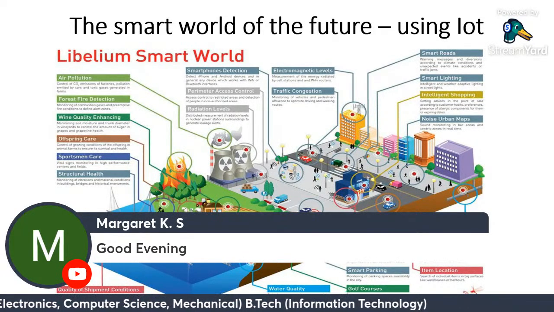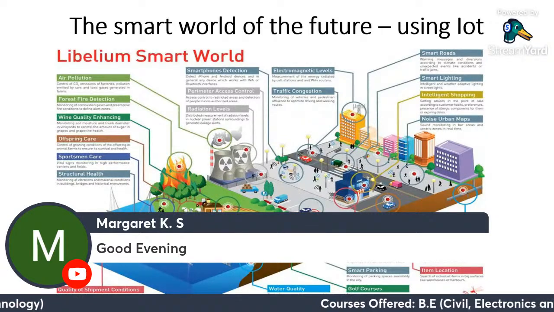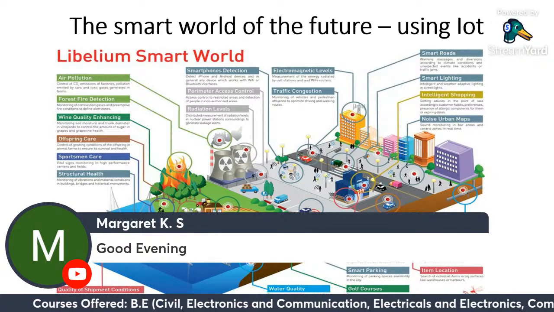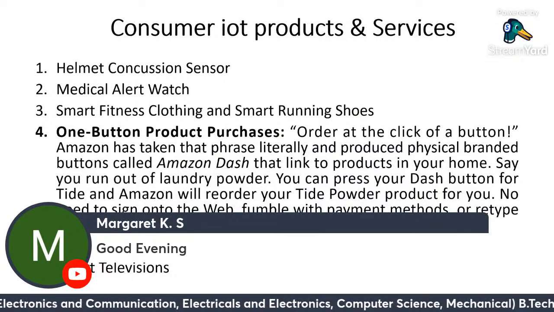And it is also used in traffic control systems. So we can monitor the traffic control system automatically. Artificial intelligence is used to control the traffic instead of human intervention, so we can control traffic and avoid accidents and such damages. And consumer products and IoT products and services.